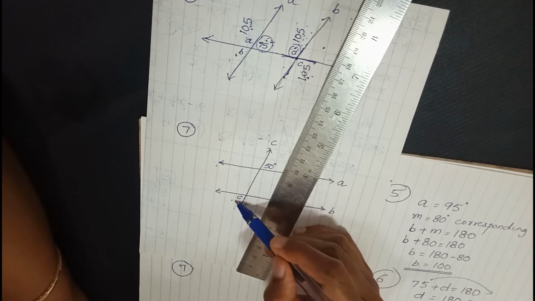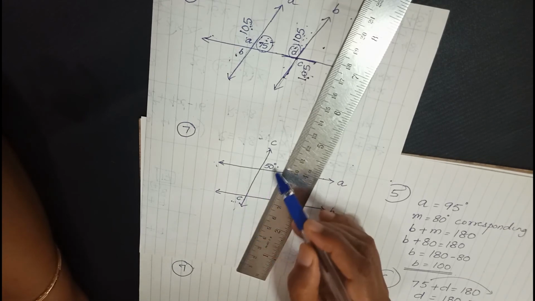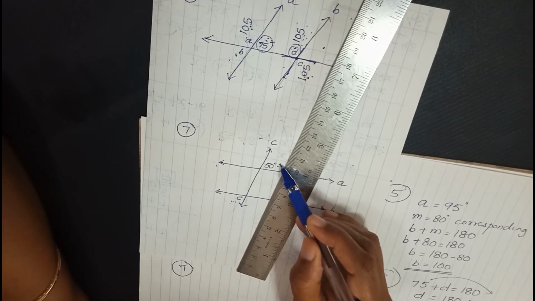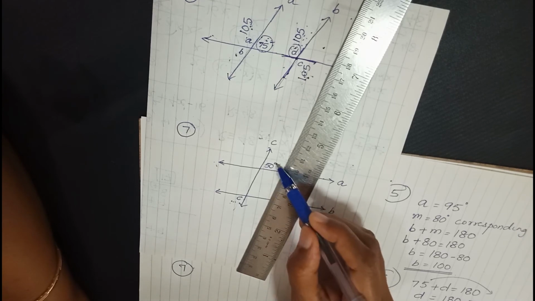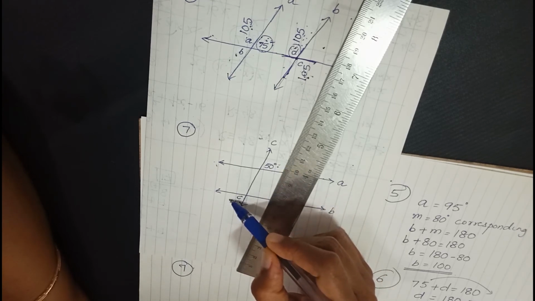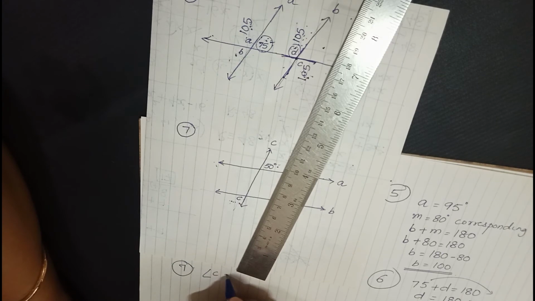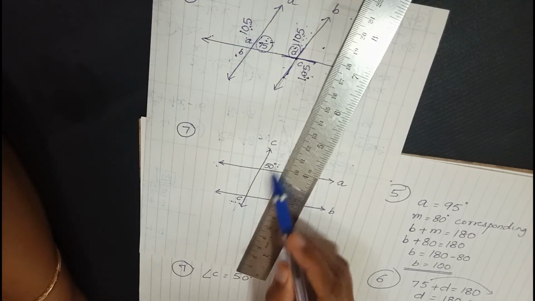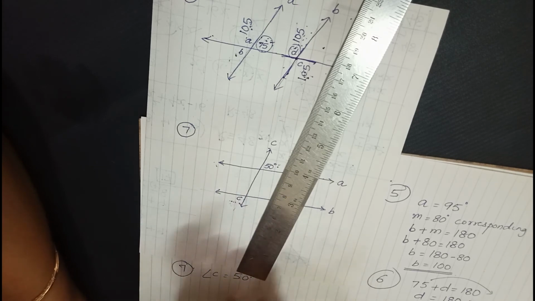Now you can see C and 50. They are exterior alternate angles. One on this side of the transversal, one on this side of the transversal. So in one step itself, I'm getting that C is equal to 50 degrees. They are the exterior alternate angles.